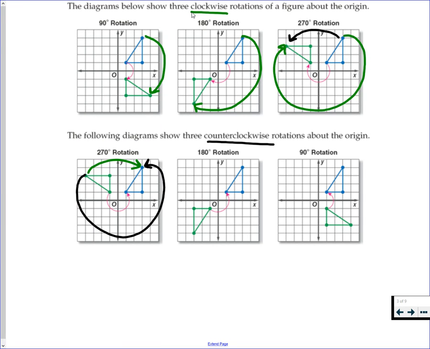You can see that the 180 rotation looks exactly the same. It doesn't matter if I'm starting at the green one and going to the blue one. Because it's 180 degrees, it's halfway, I don't care if it's going clockwise or counterclockwise. It will not matter at all. For my 90-degree counterclockwise, green to the blue this time, 90 degrees counterclockwise is going to go that way.